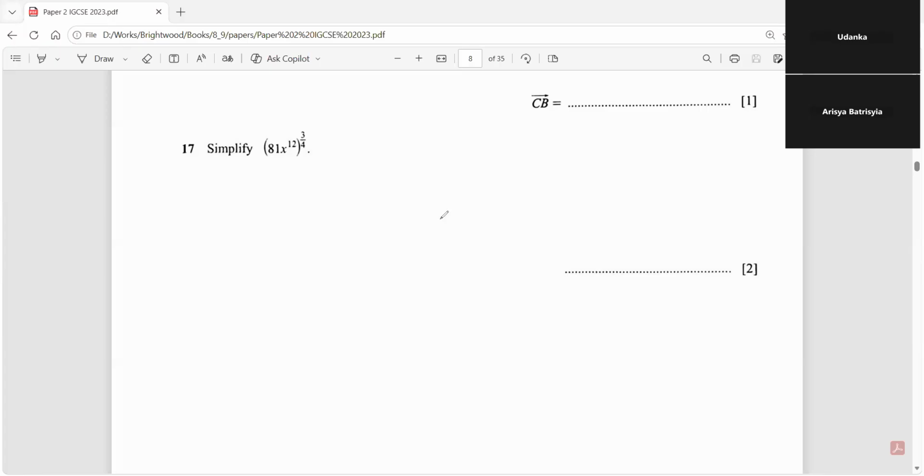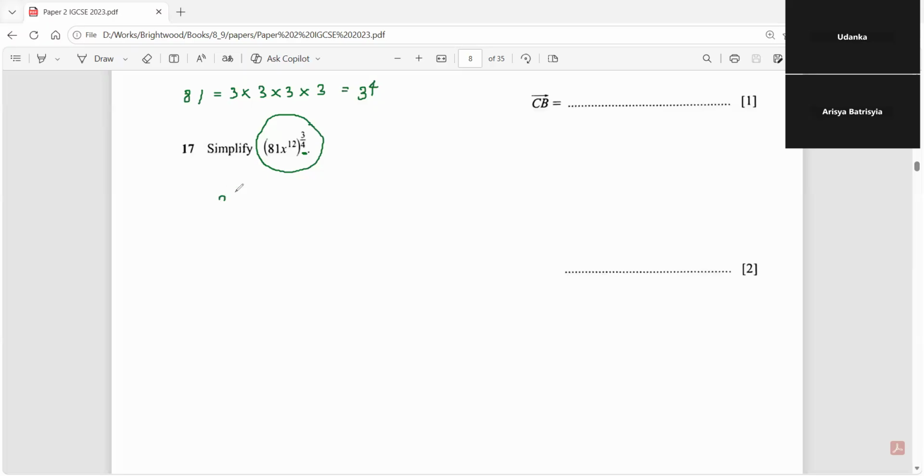Did you remember? If I consider 81 and x to the 12 and 3 over 4, they are having a base of 4. So you can try to write 81. If I write 81, you can write it as 3 into 3 into 3 into 3. So it should be 3 to the power 4. What is that? 3 to the power 4, no?